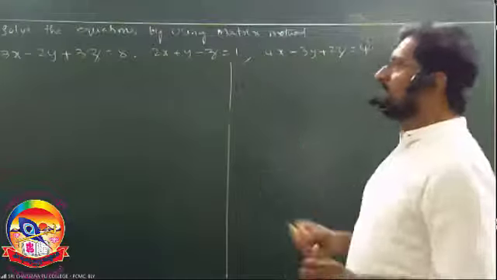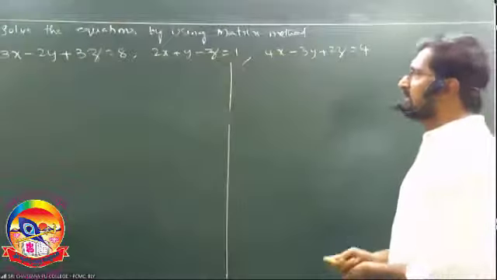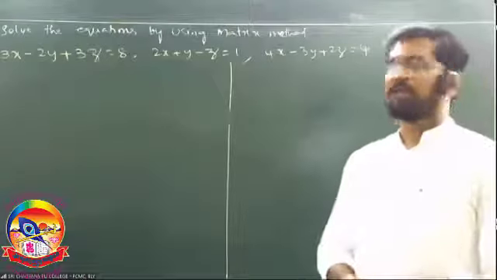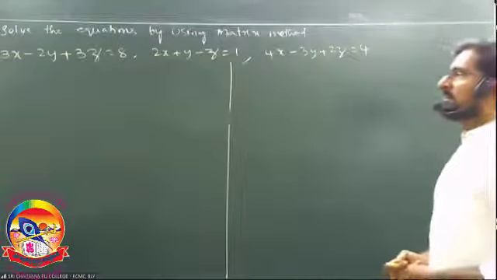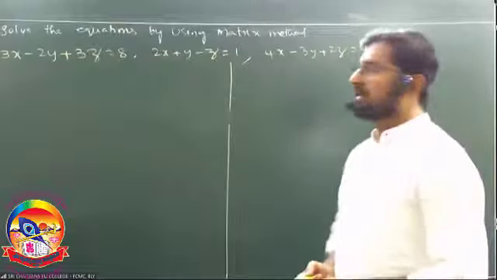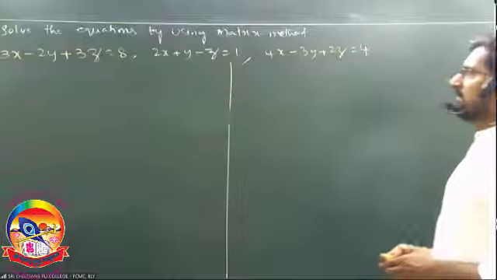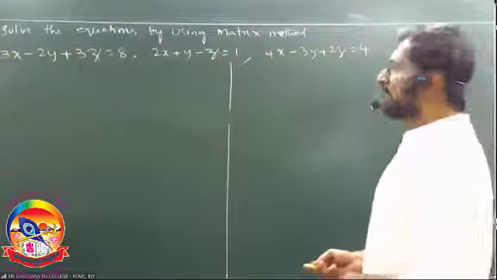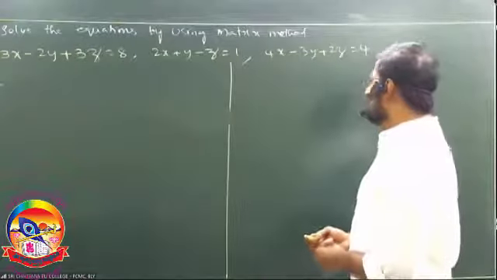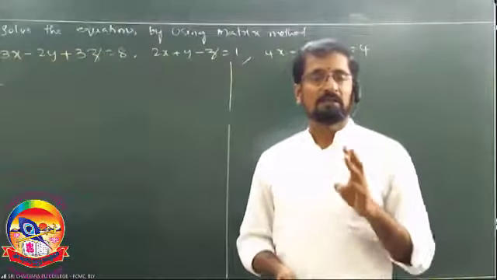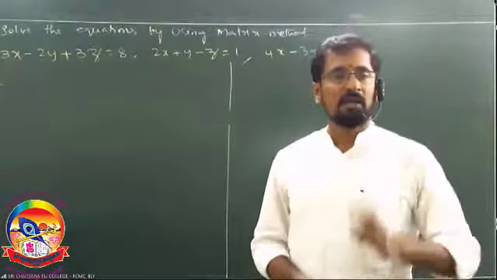Write down that problem. Solve the equations by using matrix method. Write down the first problem. 3x minus 2y plus 3z is equal to 8. 2x plus y minus z is equal to 1. 4x minus 3y plus 2z is equal to 4. These are the 3 equations given to you.